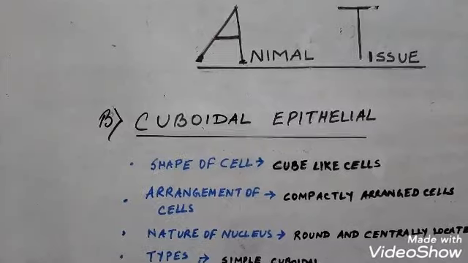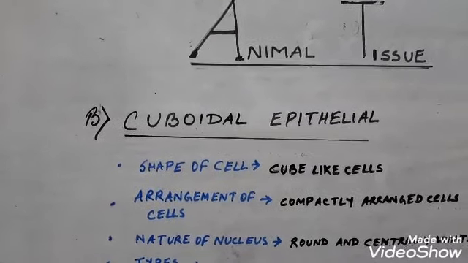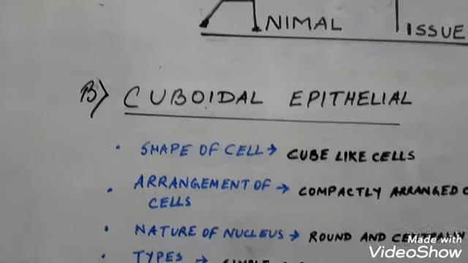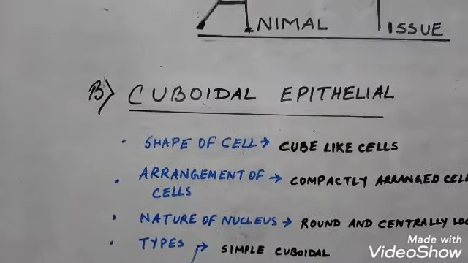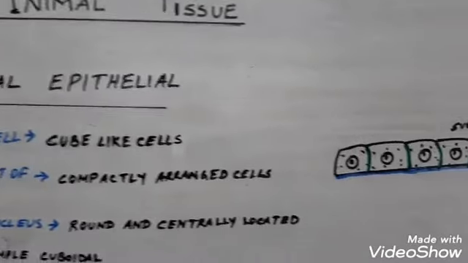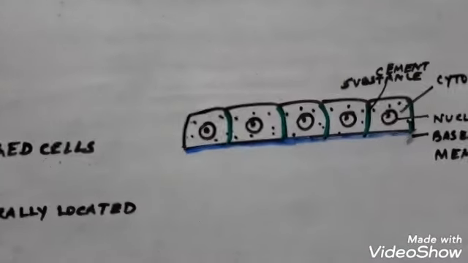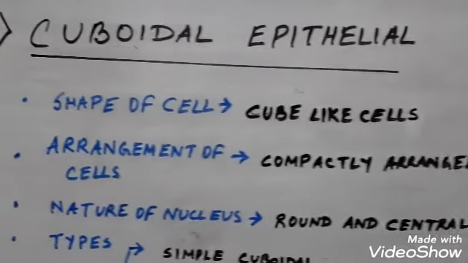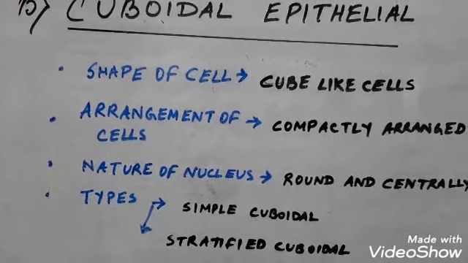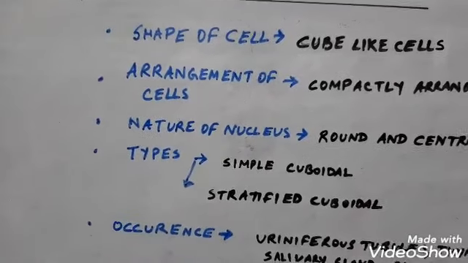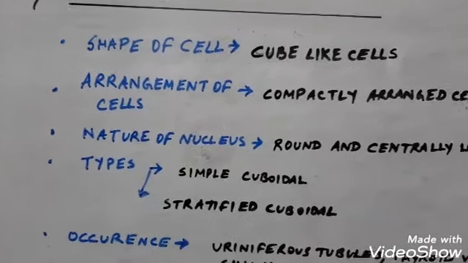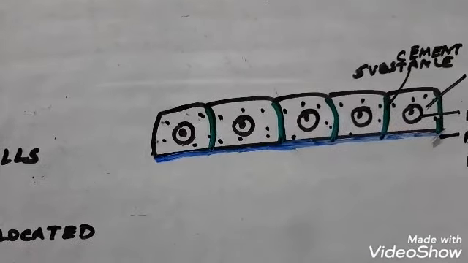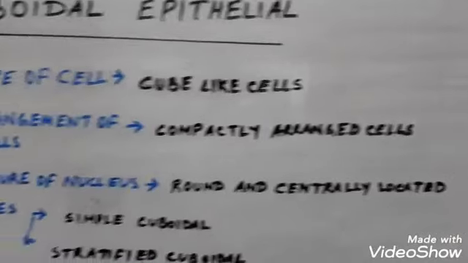So here is the second type of epithelial tissue on the basis of the shape of the cell, that is cuboidal epithelium. In cuboidal epithelium, the shape of the cells is cube-like. You can see I have drawn here cube-like cells. How are the cells arranged? The cells are arranged very compactly, and the nucleus is round and centrally located. You see the nuclei are round and located in the center of the cell.